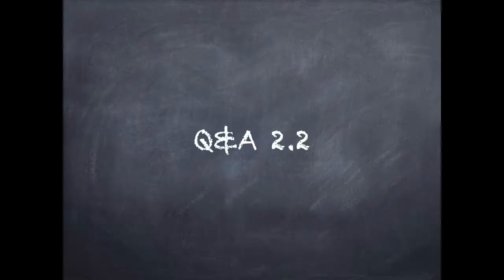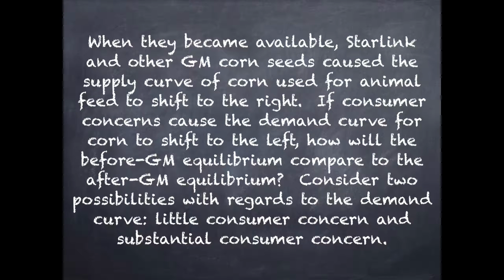Moving on to the next one, Q&A 2.2. When they became available, Starlink and other GM, which is genetically modified corn seeds, caused the supply curve of corn used for animal feed to shift to the right. If consumer concerns cause the demand curve for corn to shift to the left, how will the before genetically modified equilibrium compare to the after genetically modified equilibrium? Consider two possibilities with regards to the demand curve: little consumer concern and substantial consumer concern.